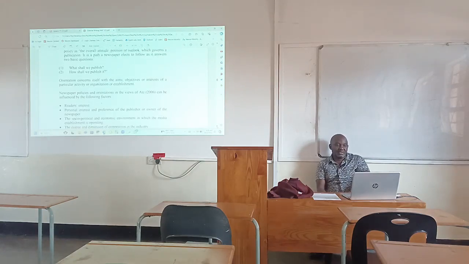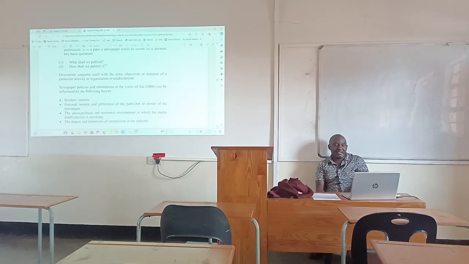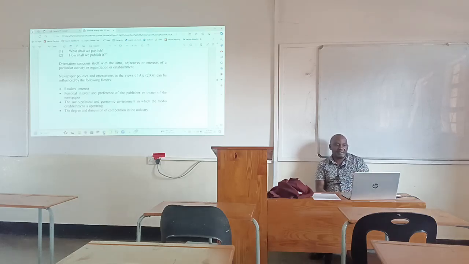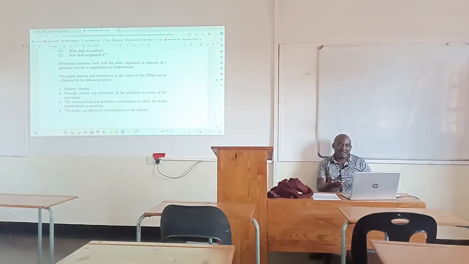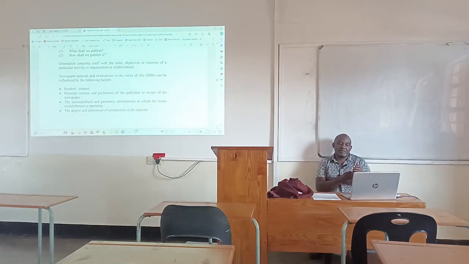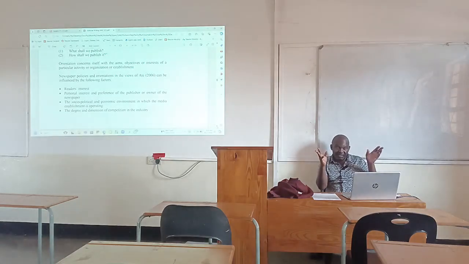Okay? So this also can be influenced by the following: the interest of the reader, and also the personal interest and preferences of the publisher or owner of the newspaper. The MCP, the UTM, the MCP. I remember when we were at the Times, the chairperson, he was also the chief executive. He was a Muslim. He's a Muslim. So, when the moon changes, the Ramadan things and those, isn't it?